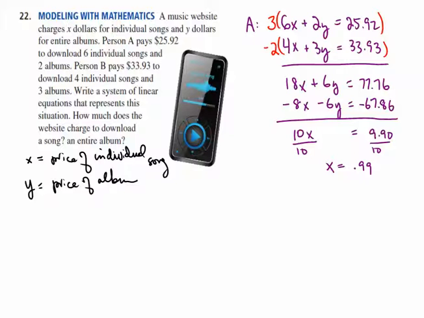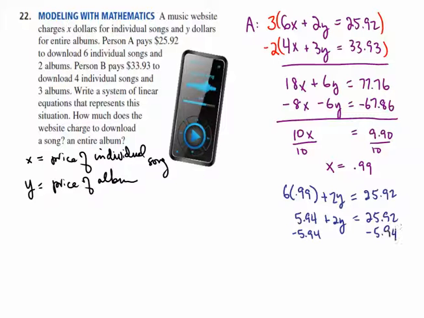So we're going to take that 99 cents, x equal 99 cents, and plug it into the first equation. So 6 times 99 cents plus 2y is equal to 25.92. And 6 times 99 cents is $5.94 plus 2y is 25.92. Subtracting 5.94 on both sides is going to give me 2y is 19.98. Dividing both sides by 2 tells me that y is equal to $9.99. So that means it appears that the price of one song is 99 cents, the price of one album, $9.99.